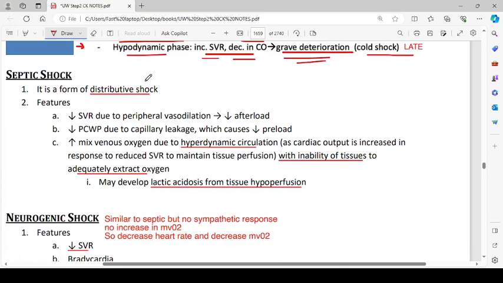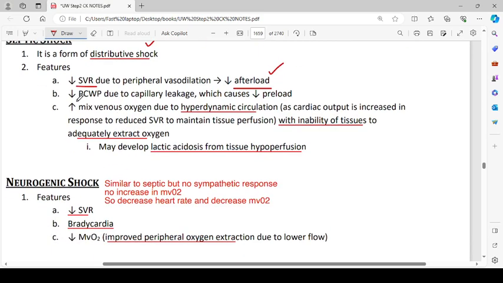So septic shock is a form of distributive shock. Features are decreased systemic vascular resistance due to peripheral vasodilation, that will lead to a decrease in afterload. Decreased pulmonary capillary wedge pressure due to capillary leakage, which causes a decrease in preload. Increased mixed venous oxygenation due to hyperdynamic circulation, as cardiac output is increased in response to reduced systemic vascular resistance to maintain the tissue perfusion, with inability of tissues to adequately extract the oxygen.